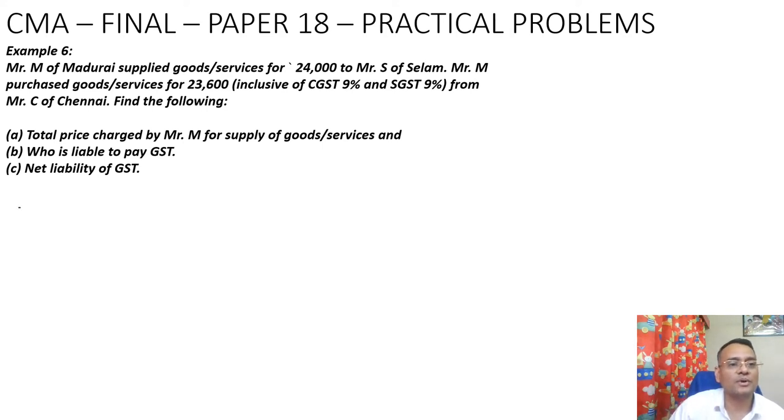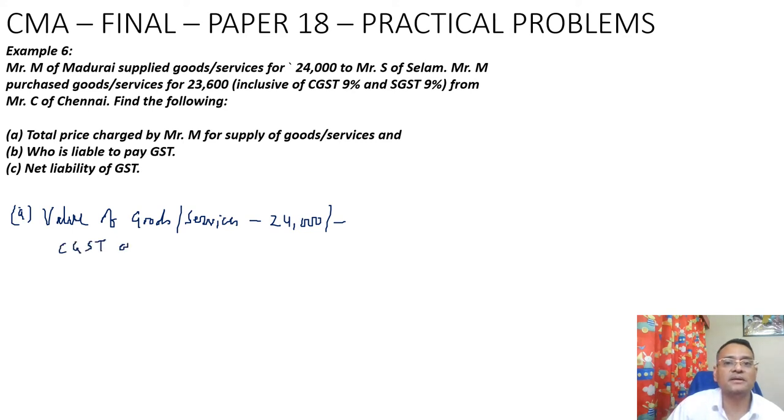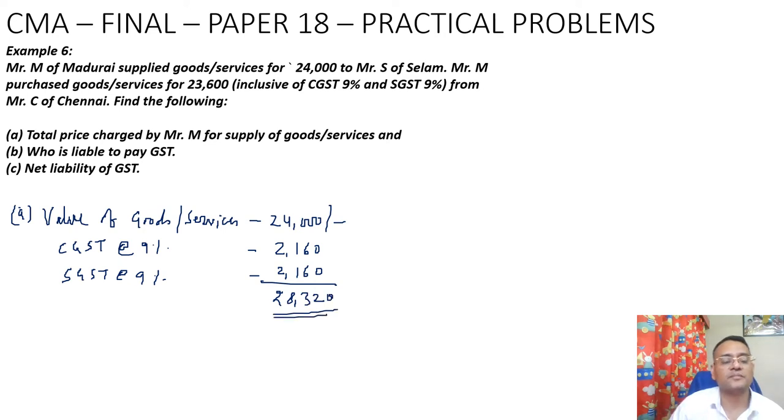Part A would be the value of goods/services, 24,000. Since again it is within the same state, CGST at the rate of 9% will be 2,160, and SGST at the rate of 9% will be 2,160. So the total price charged by M would be 28,320 rupees. Now this is the first question.